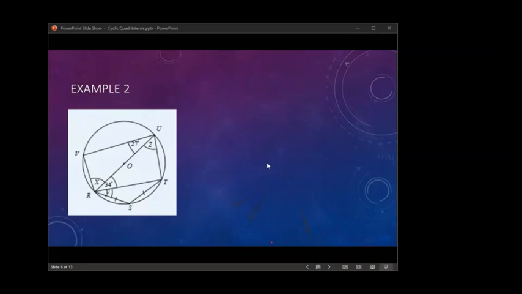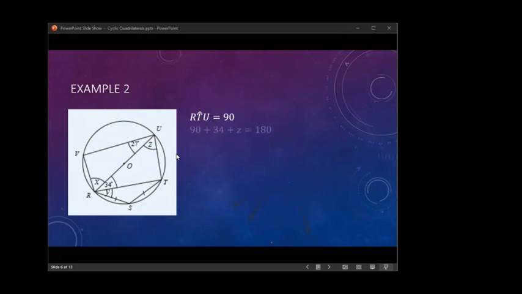We have another example here. We are asked to find the angles x, y, and z. How do we proceed? I have done this, so I'll show you the steps. Here you can see the RTU angle is 90 degrees. Why? RU is a diameter of this circle, so the angle in a semicircle is 90 degrees.